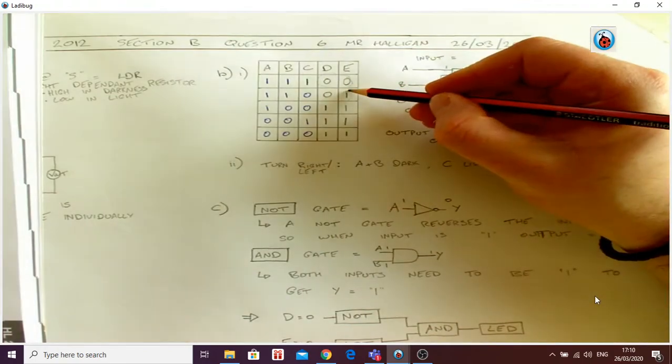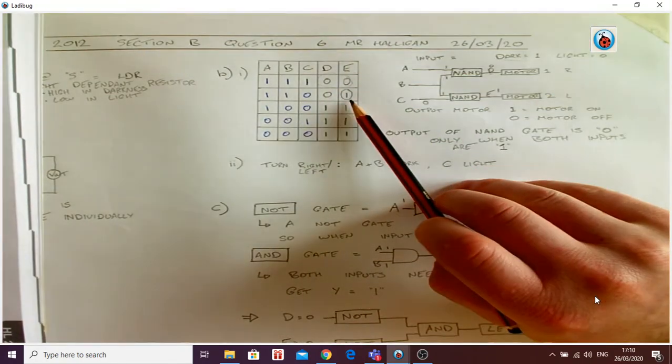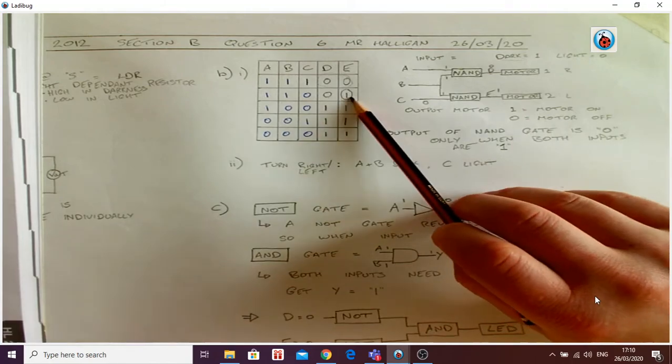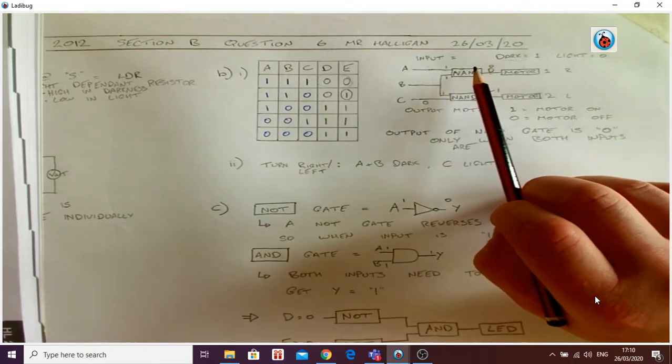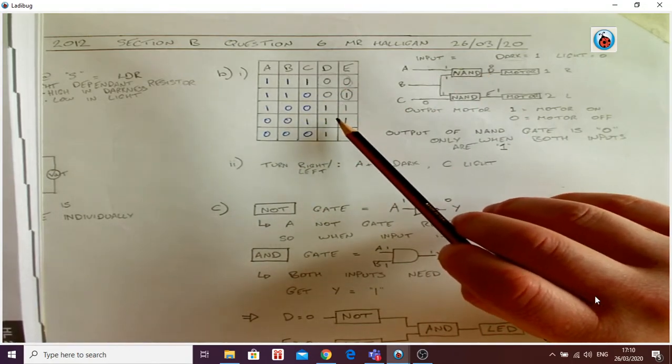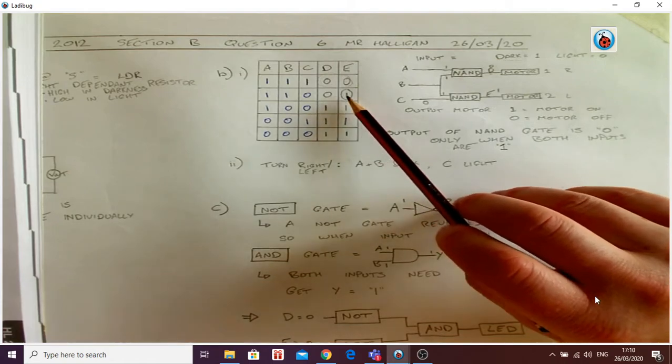If I go over here, I can circle this one here. That's E. That's motor 2 turned on there. D is not turned on. In every other row, they're all turned on. Okay, so this is the line I'm looking for.